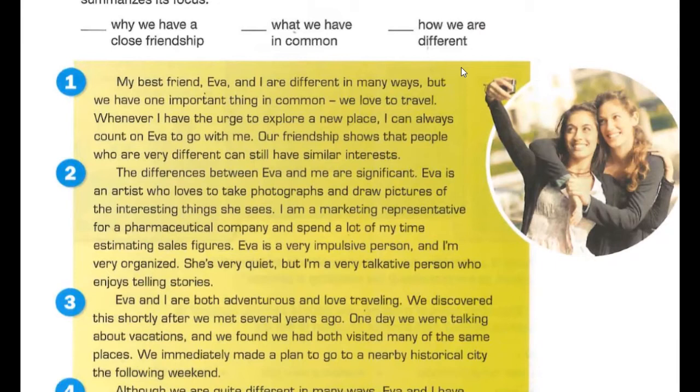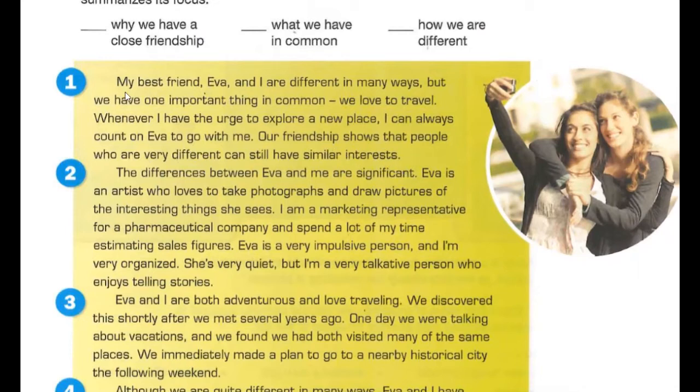My best friend Eva and I are different in many ways, but we have one important thing in common. We love to travel. Whenever I have the urge to explore a new place, I can always count on Eva to go with me. Our friendship shows that people who are very different can still have similar interests.